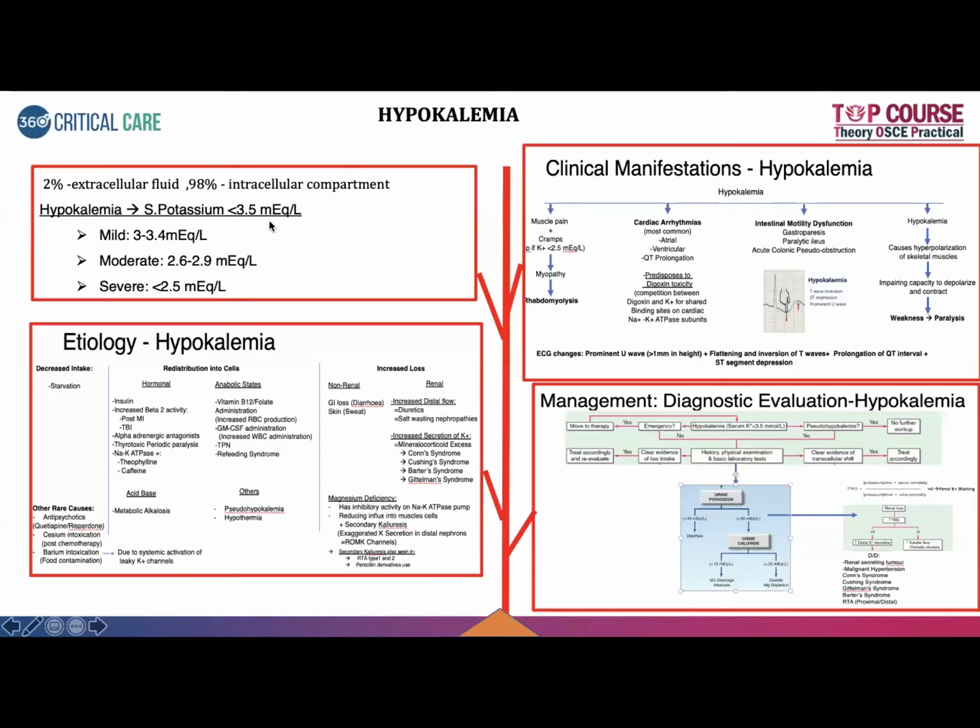The degrees of hypokalemia, you can term it as mild, moderate, and severe. Mild is 3 to 3.5. Moderate is 2.6 to 2.9. Severe is less than 2.5.